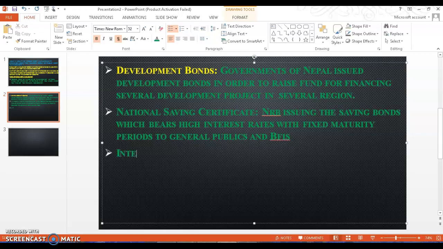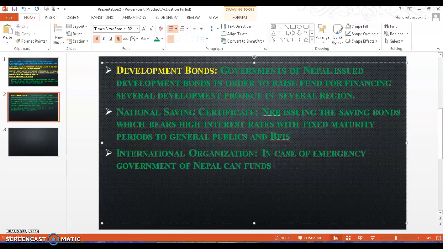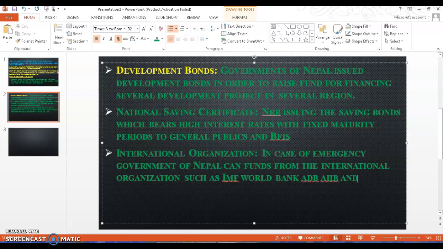International organizations. In case of emergency, the Government of Nepal can borrow funds from international organizations such as the IMF, World Bank, ADB, AIIB, and so on to meet the short-term financial requirement.